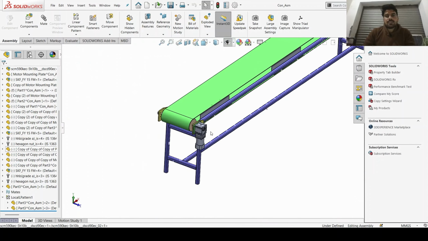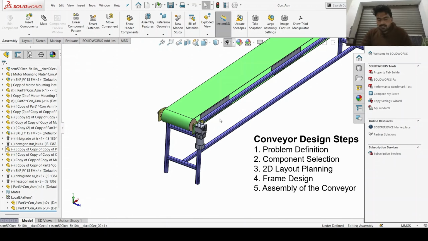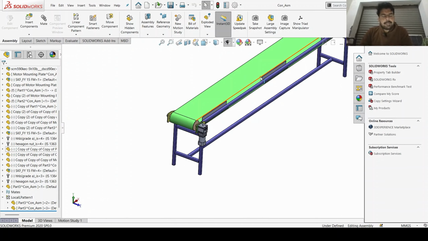I have divided this process into 5 steps, which are namely: the first step is problem definition, the second step is component selection, the third step is 2D layout planning, the fourth step is frame design, and the last step is assembly of the conveyor system. Let's begin with the first step, which is problem definition.